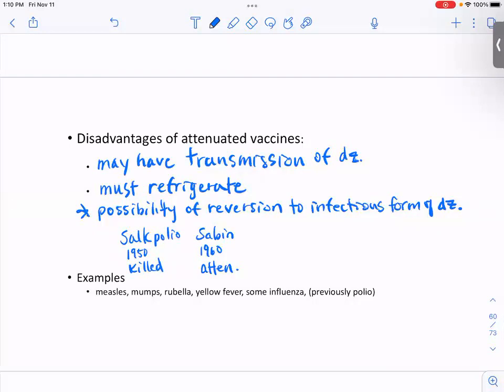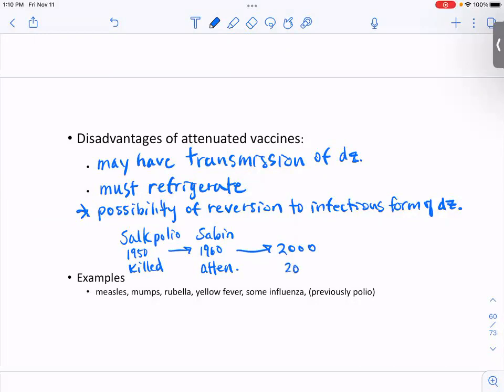And you could also give that orally, so it was one less needle poke for babies. You gave it in this little tube. A couple of my kids, I can remember, had that oral polio vaccine. Unfortunately, in the year 2000, they had a rare reversion event where that weakened strain of polio reverted back to the wild type.